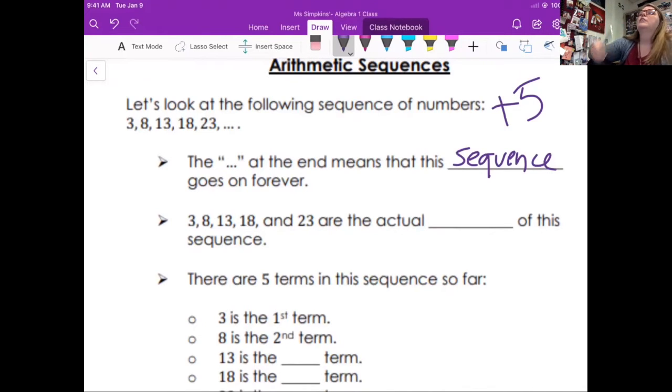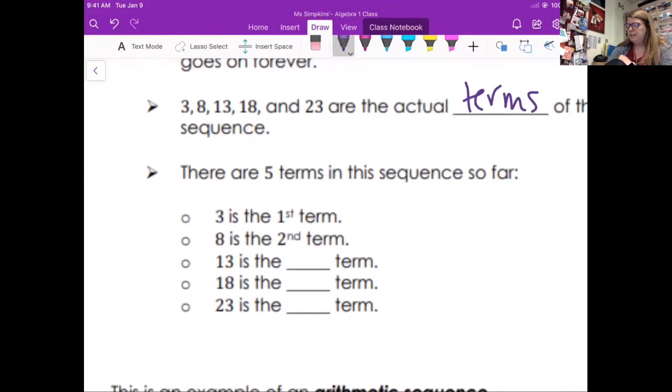So 3, 8, 13, 18, 23 are called the terms. The first term is 3. 8 is the second term. 13 is the third term. 18 is the fourth. 23 is the fifth.